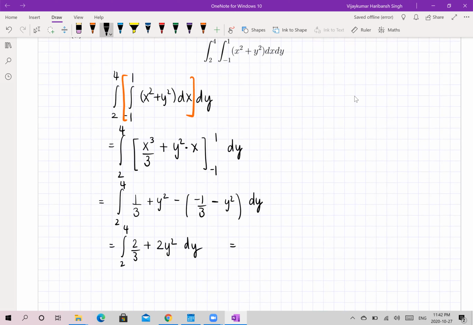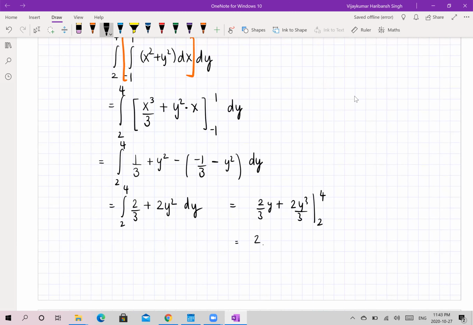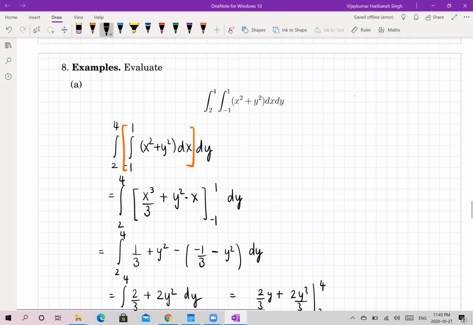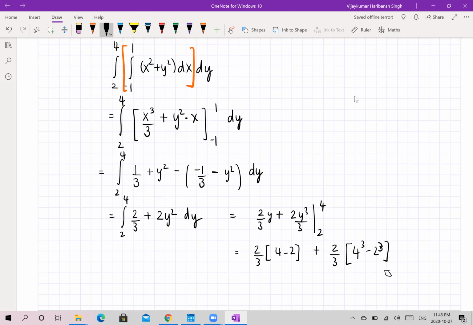And that will be 2 by 3y plus 2y cubed by 3, from 2 to 4. And then we basically are going to compute this. So you have 2 by 3, 4 minus 2 plus 2 by 3, 4 cube minus 2 cube. And that is the answer. However, note the following. Once this double integral is done, the output should be a value.